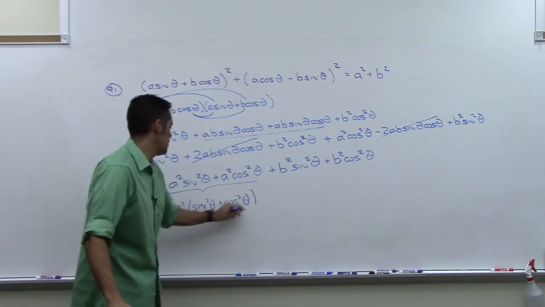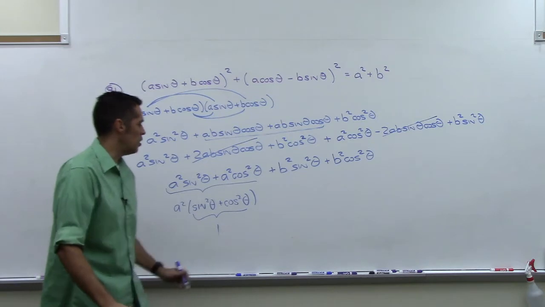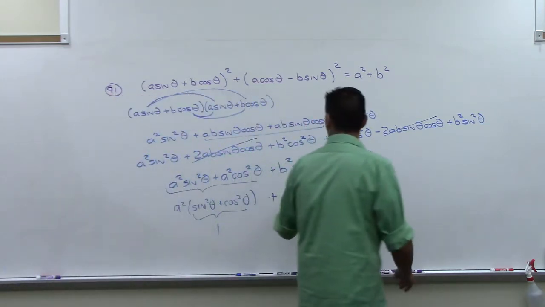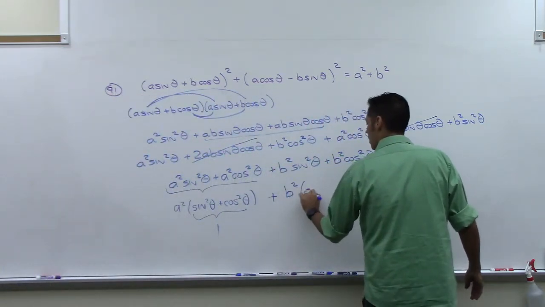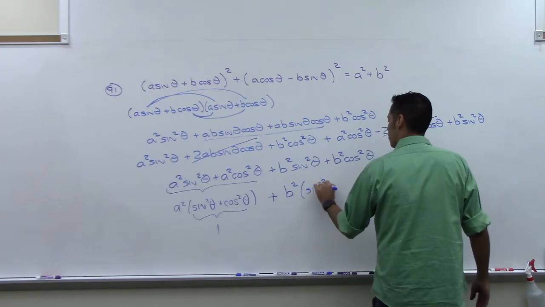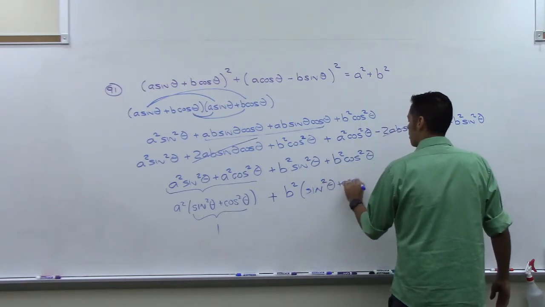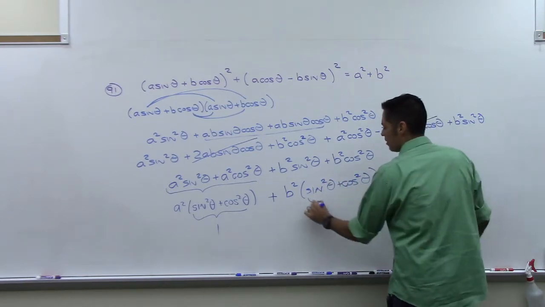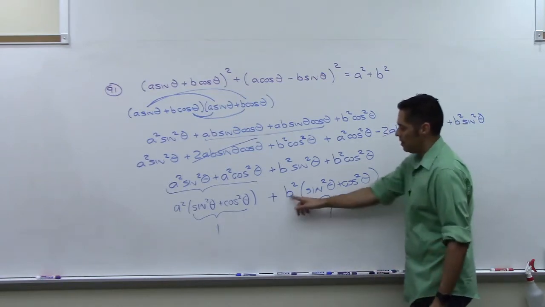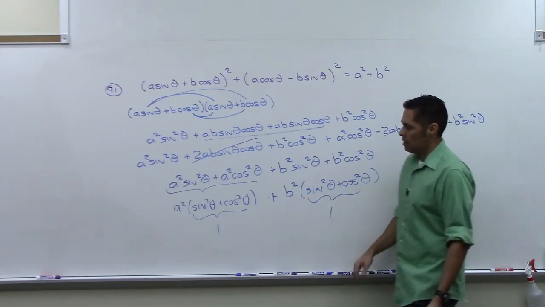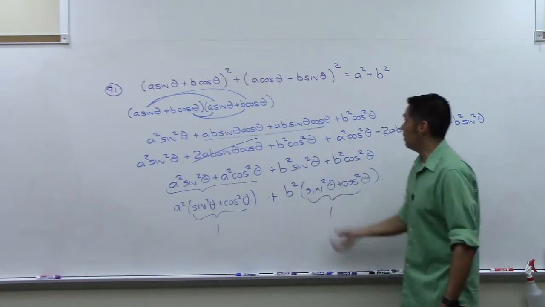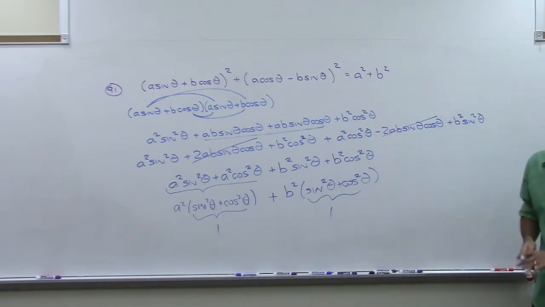which is 1. So this is A squared times 1. Plus, now here, pull a B squared out. You'll be left with sine squared theta plus cosine squared theta. This again is 1. So I have B squared times 1, which is B squared. So I have A squared plus B squared, which is the right side.